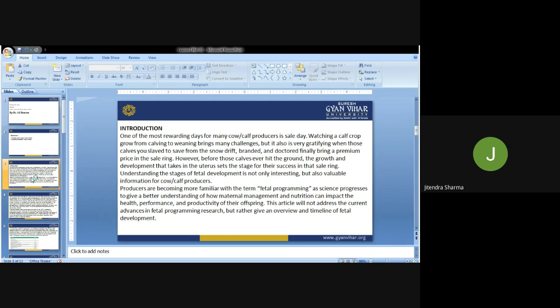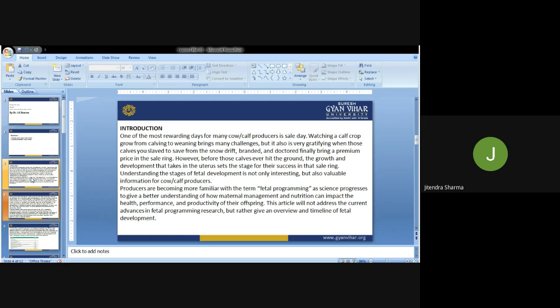Producers are becoming more familiar with the term fetal programming as science progresses to give a better understanding of how maternal management and nutrition can impact the health, performance, and productivity of their offspring. This article will not address the current advances in fetal programming research, but rather give an overview timeline of fetal development. Through this discussion, it is just an overview and timeline of fetal development that takes place inside the dam.